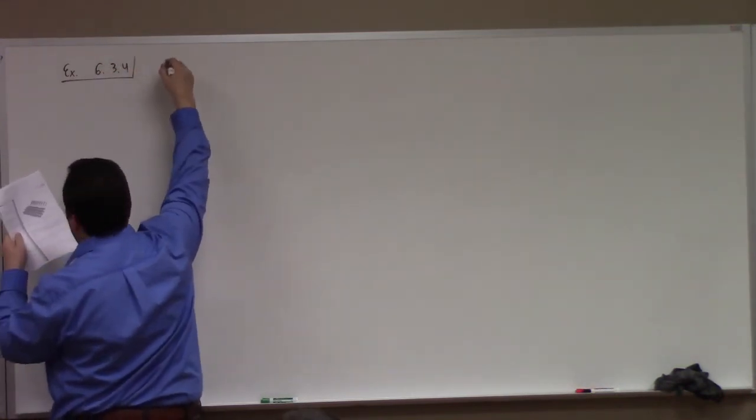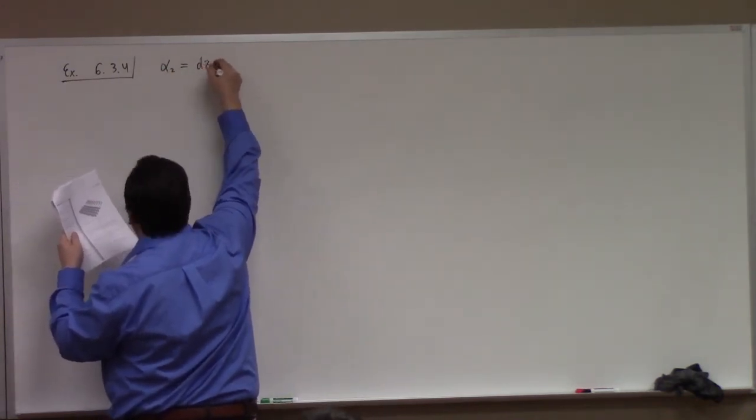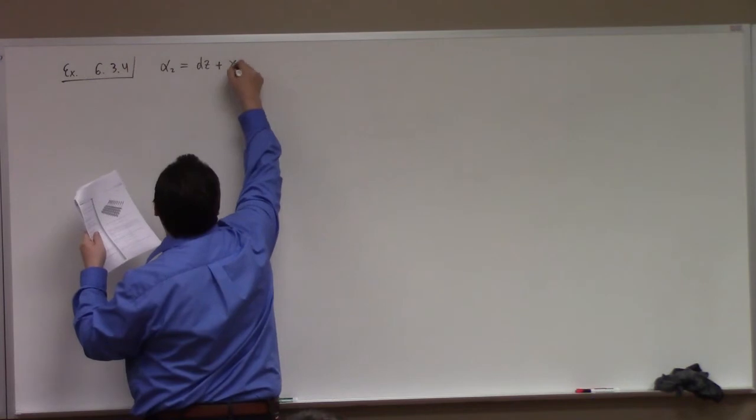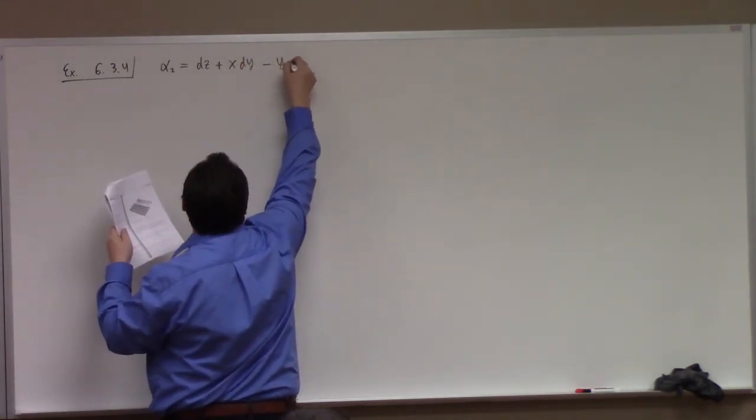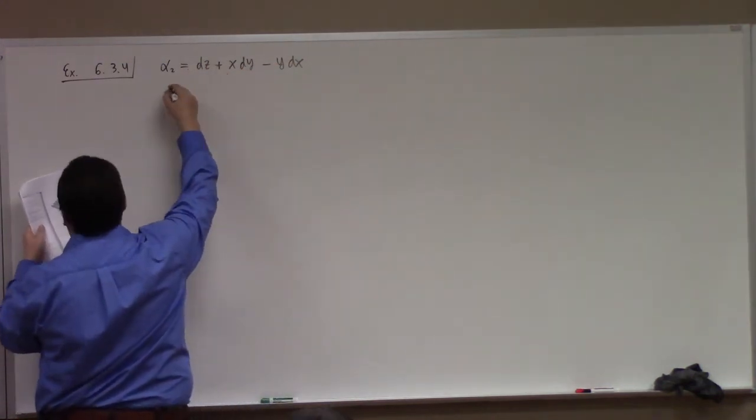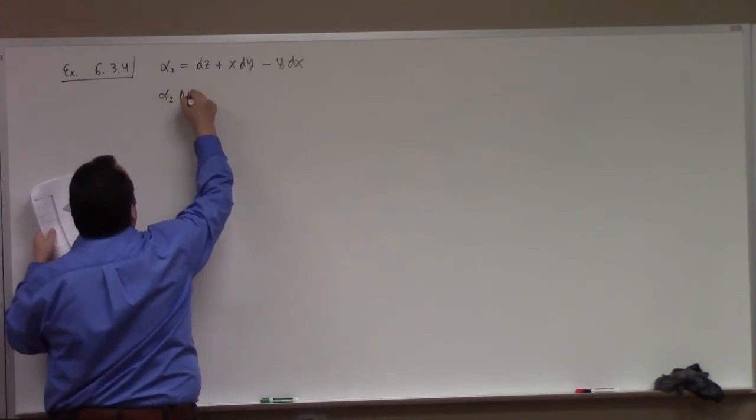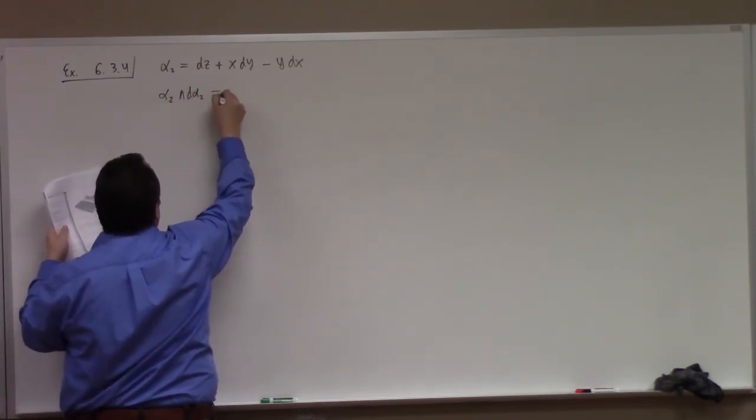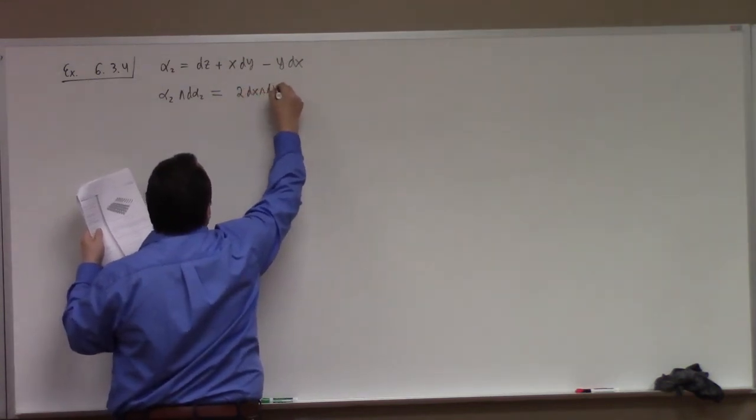It's here, in some sense. Alpha 2 is dz plus x dy minus y dx. I'm not even going to go through it, but if you work it out, alpha 2 wedge d alpha 2, in this case, works out to 2 times dx wedge dy wedge dz.